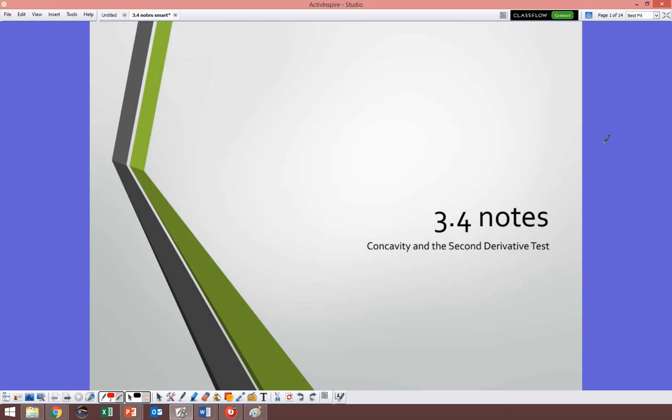All right, so this is AP Calculus 3.4, concavity and the second derivative test. Everything that we've been building up in Unit 2 is coming up to this stuff, because all you're doing is the exact same thing we did, just doing different things with it.